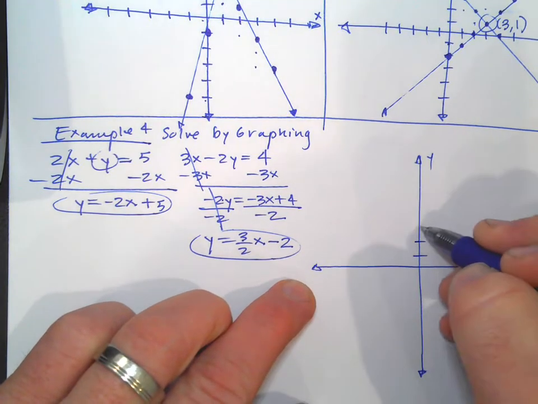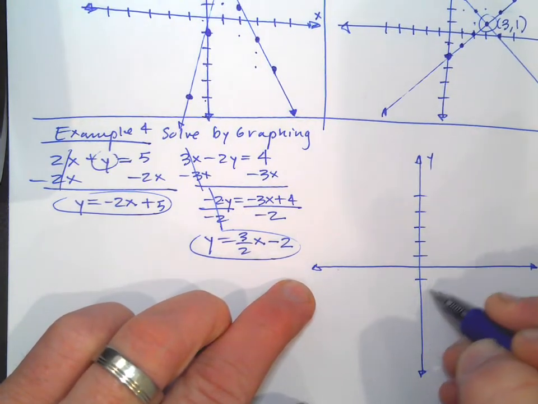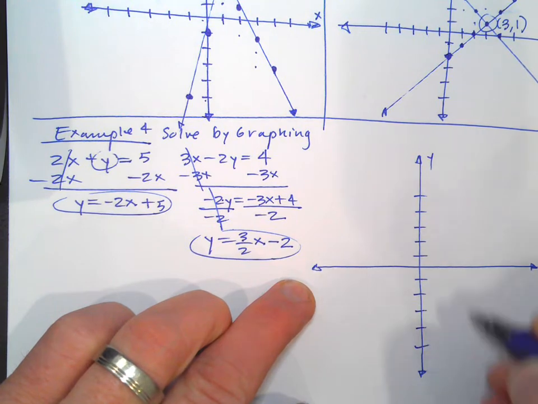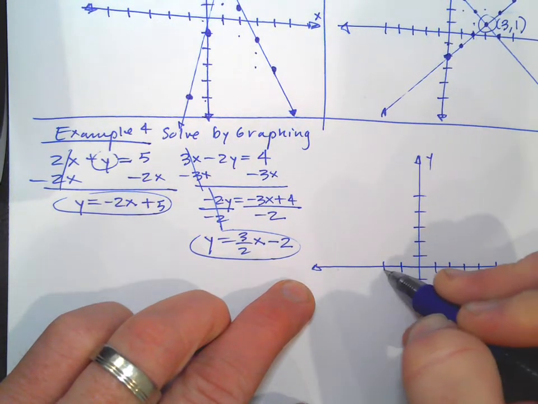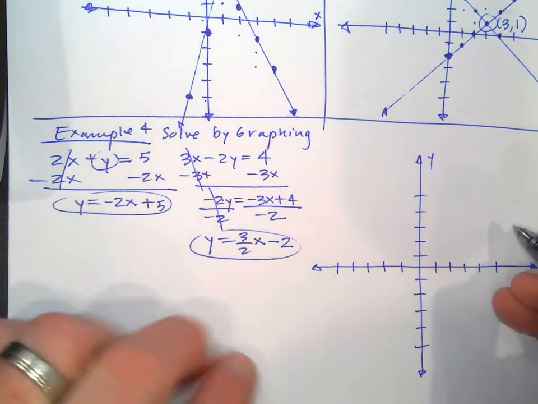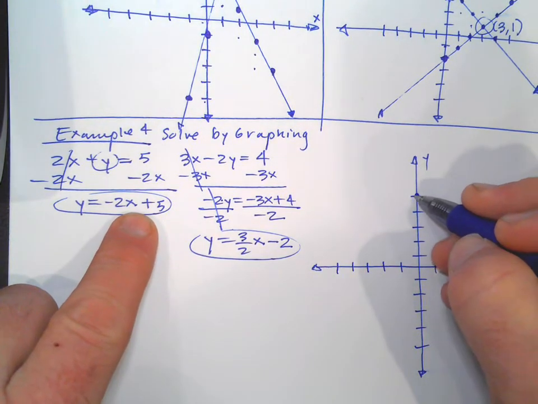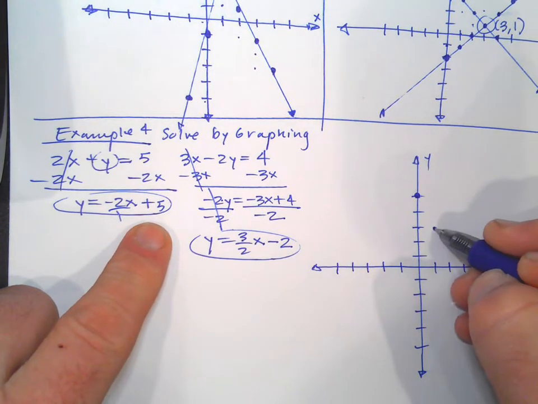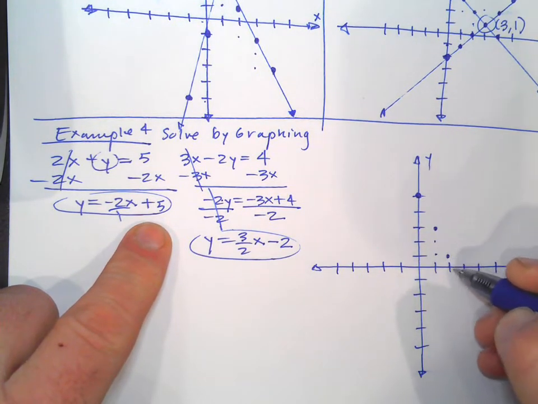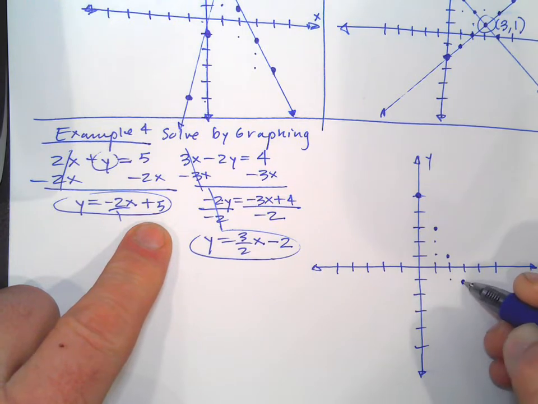So this one has a y-intercept of 5 and a slope of negative 2: down 2, right 1, down 2, right 1, down 2, right 1.